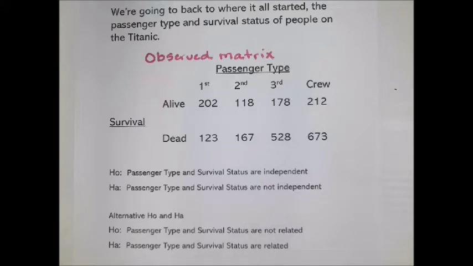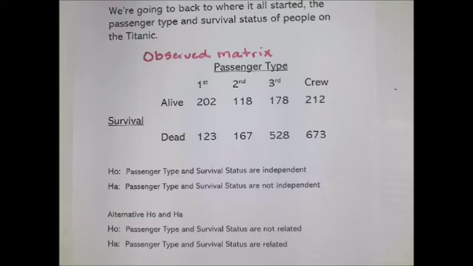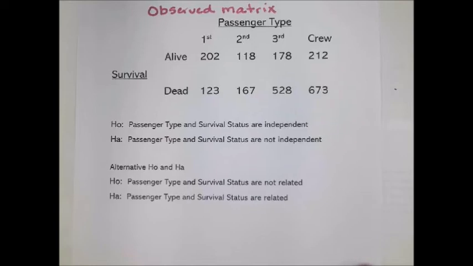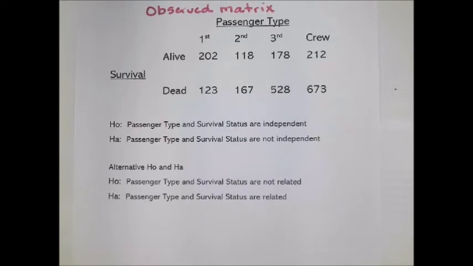Now, you can use the word related instead of independent, except it's a little bit tricky, because if you use the word related, it kind of sounds like they flip, because another way of saying that two things are independent, which would be the null hypothesis, you would say they are not related. So take your pick. If you want to use the word independent, here's the HO and the HA. If you want to use the word related, here are the HO and the HA.